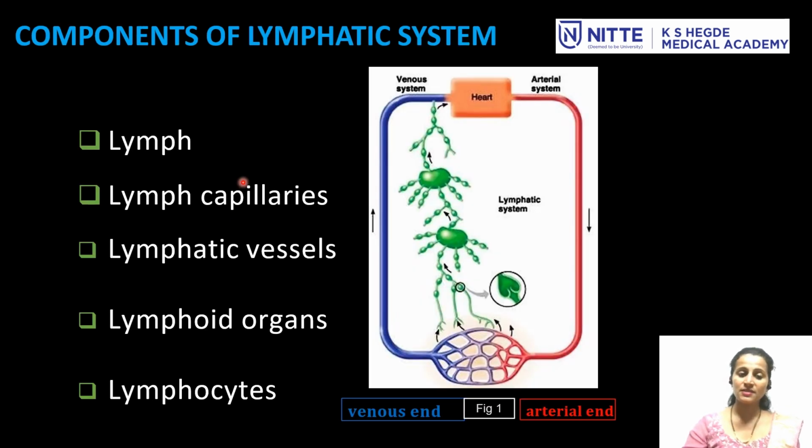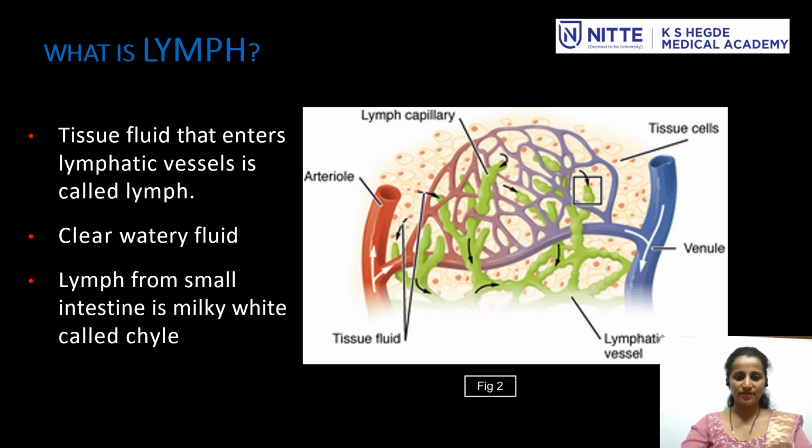The lymphatic system consists of the following components: the lymph capillaries, the lymphatic vessels, the lymphoid organs, and the lymphocytes. So what is this lymph? In this image, you can see this green colored structure. These are the lymphatic capillaries. The tissue fluid, or the interstitial fluid, that enters these lymph capillaries is called the lymph.